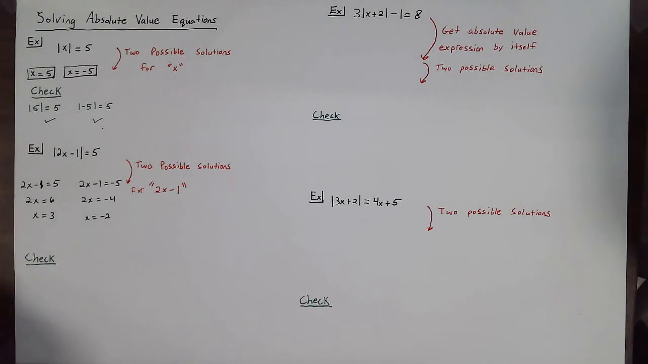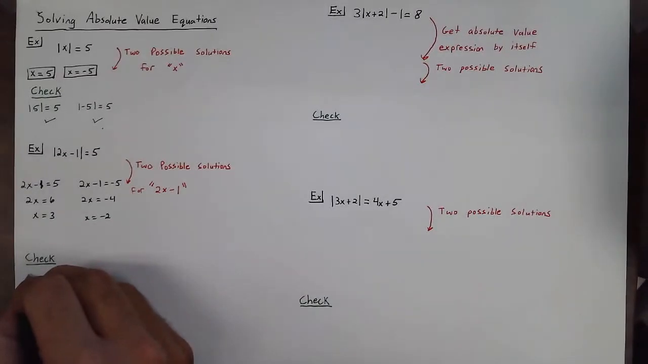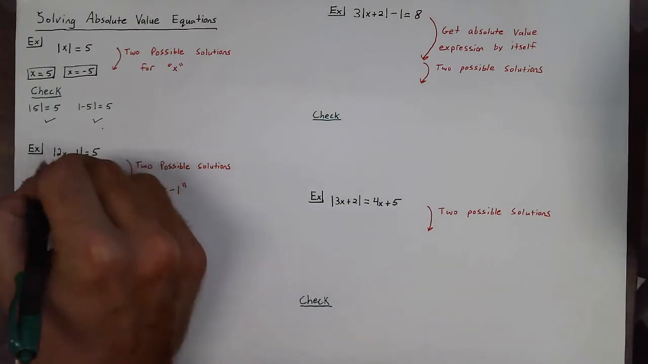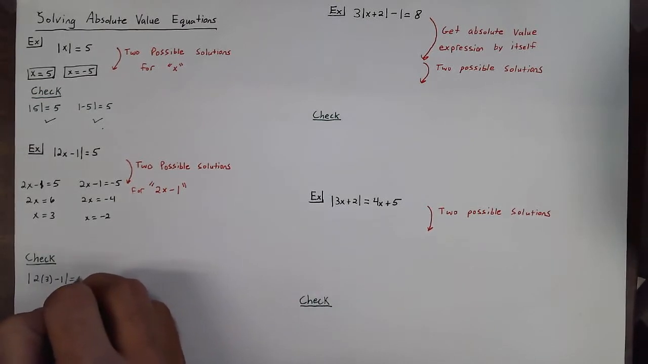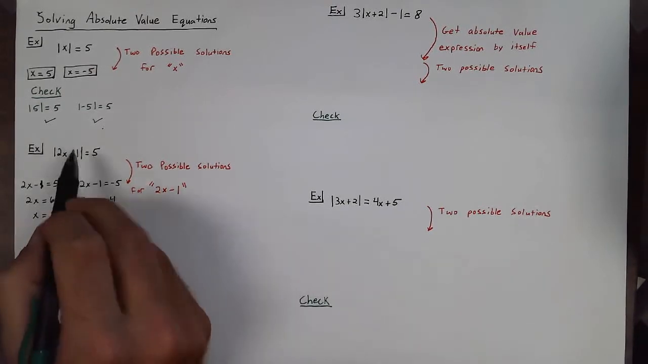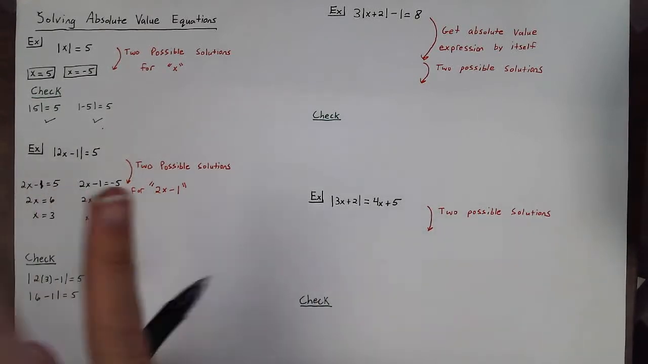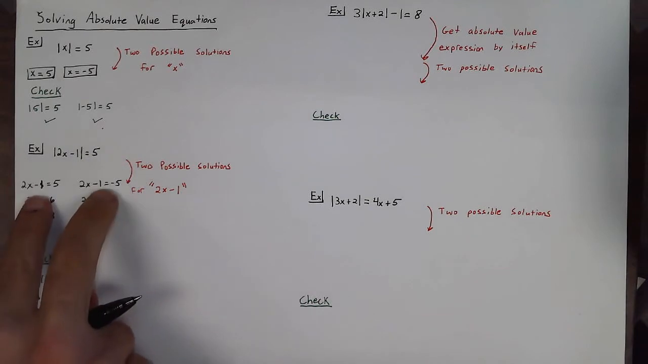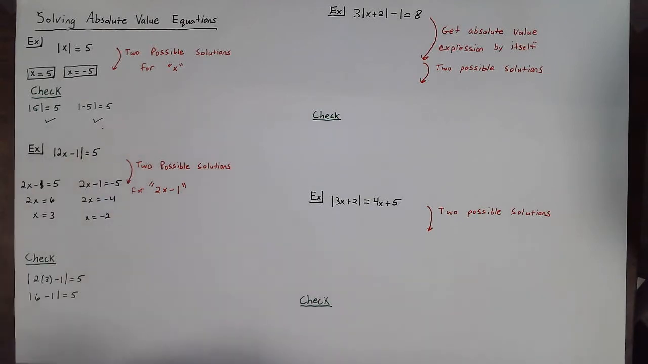Now we should go ahead and check these solutions by plugging them into the original equation. Now it's very important you plug into the original equation because we did modify our equation that first step when we split it into two for those two possible solutions. So since we modified it, we shouldn't use one of the modified equations. We should use the original equation we started with.